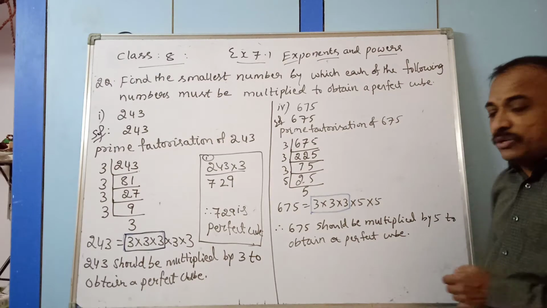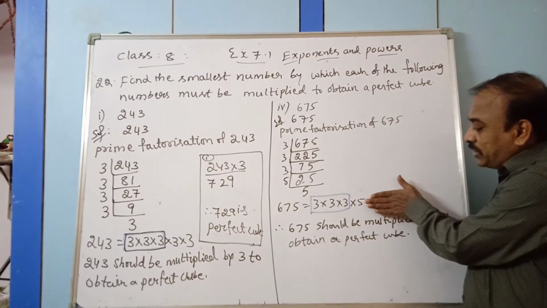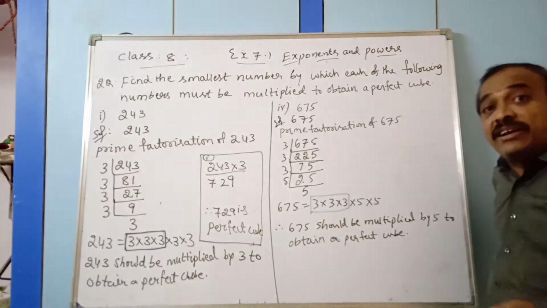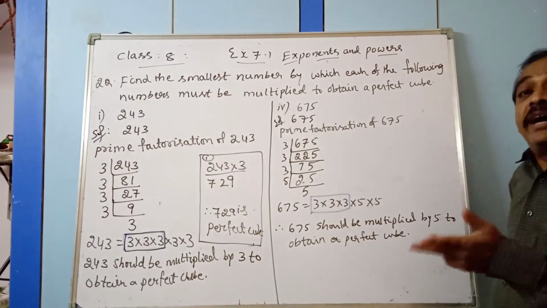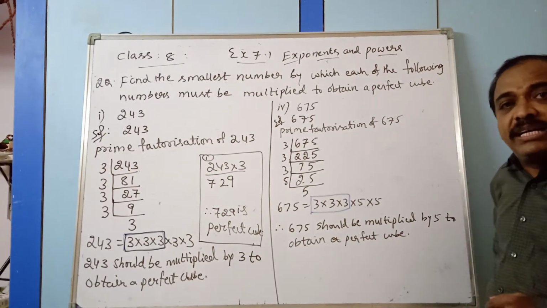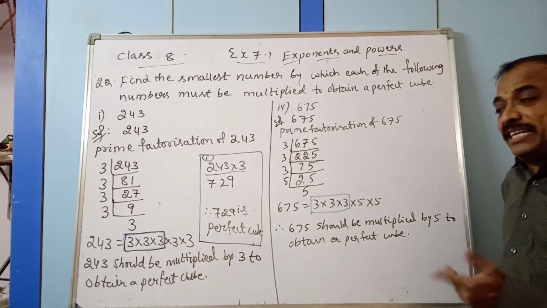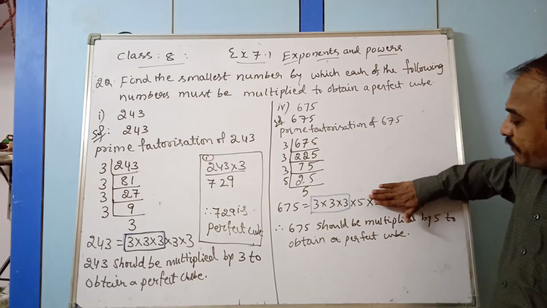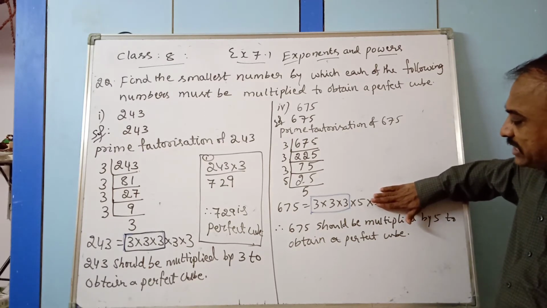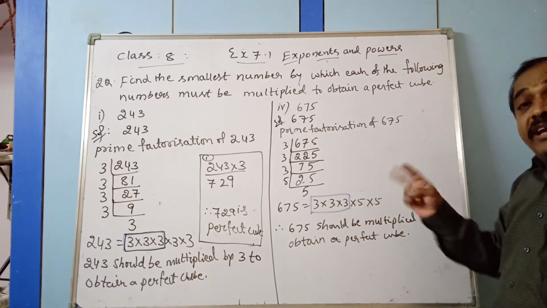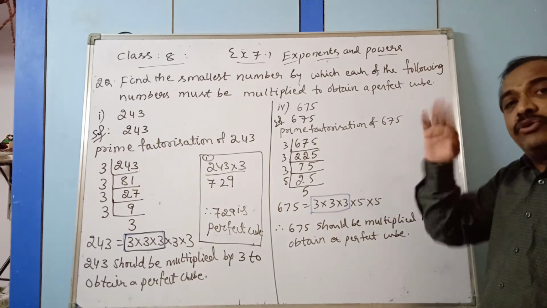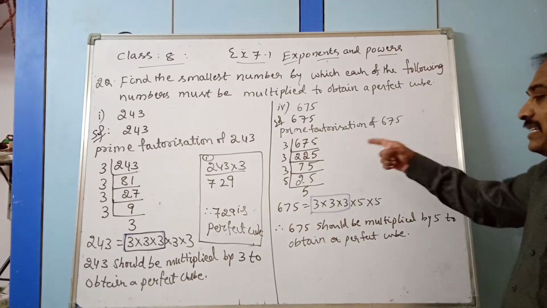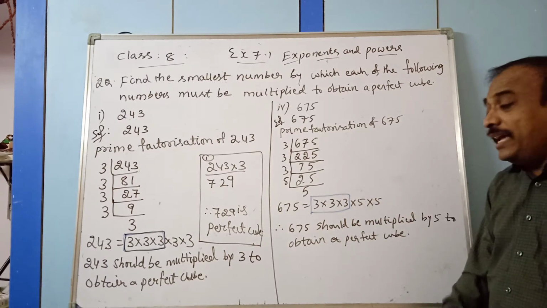Suppose, now listen to me. Suppose here if you don't have this 5 also, only one 5 if you have, then how many 5s are required? 5 into 5, 2 more 5s. 5 5s are how much? 25. So in that case you have to multiply with 25. Is it clear? Suppose if you have only one 5 here in the prime factorization, then you need 5 into 5 more. 5 5s are 25. So you need to multiply the given number with 25.